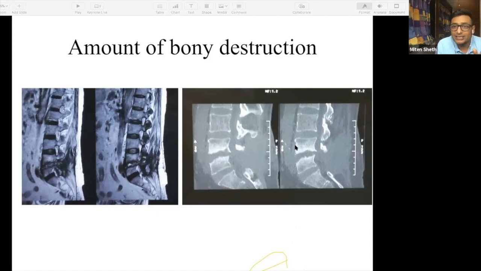So the question that someone had asked me about 40 to 50% of bone loss is this. Here there's not a lot of bone loss. So MRI and X-ray are not going to show it, but a CT scan is going to show you that.